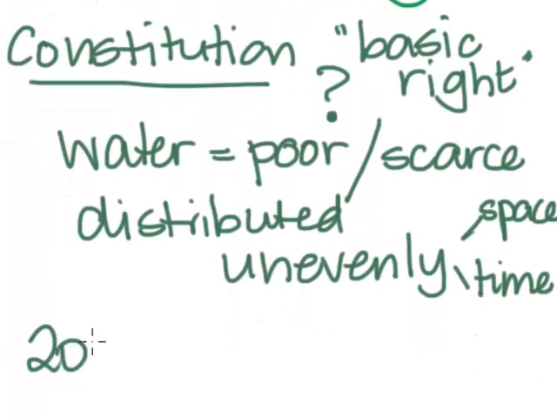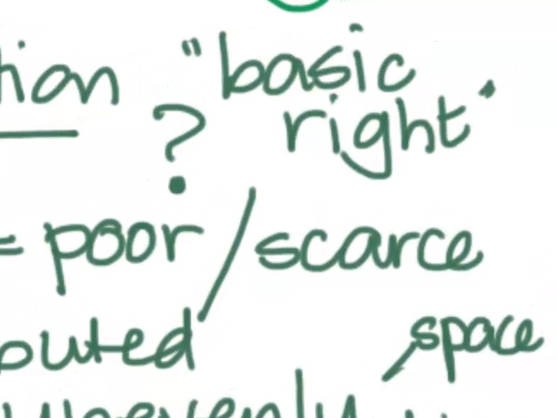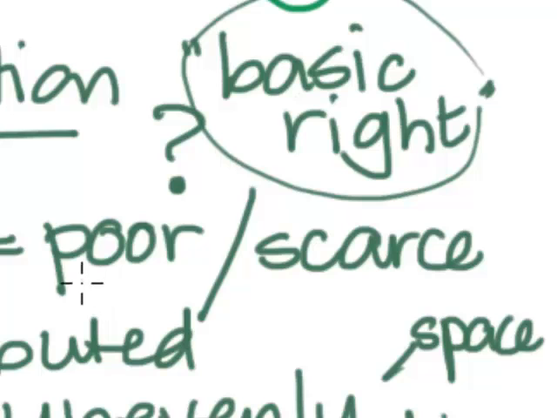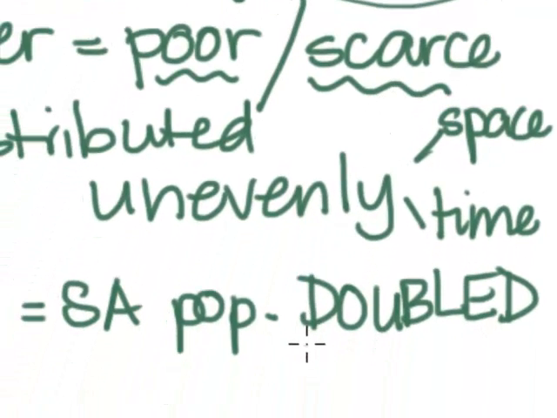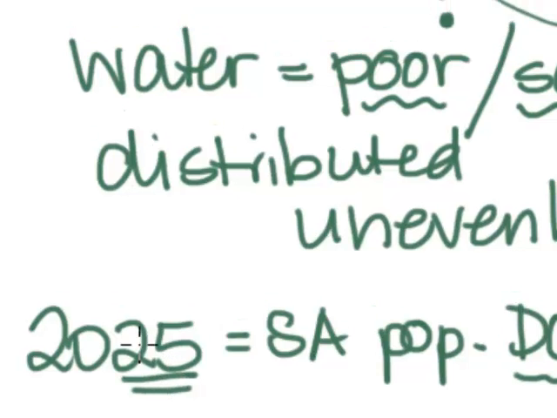It is estimated that by the year 2025, the South African population will have doubled. Now that is frightening. We know that water is a basic right, but we know also that water sources are poor and water is scarce. If our population is going to double by the year 2025, we have a severe problem.